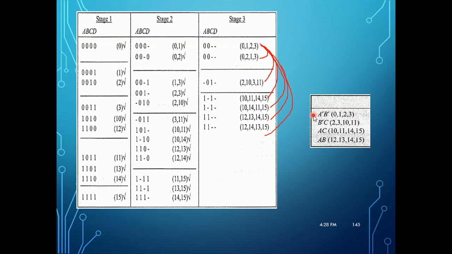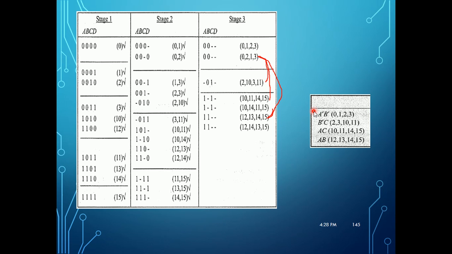So leave it and go for checking the next term, that is 0, 2, 1, 3. It's same as previous, right? 0, 2, 1, 3 and 0, 1, 2, 3 are almost the same. Still, you check whether it can combine with this term. Whether 0, 2, 1, 3 can be combined with 10, 11, 14, 15, not possible. 0, 2, 1, 3 with the 1, 1, dash, dash is not possible. So it's not possible to combine.